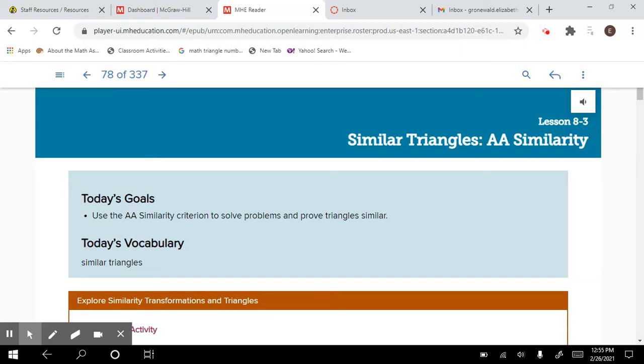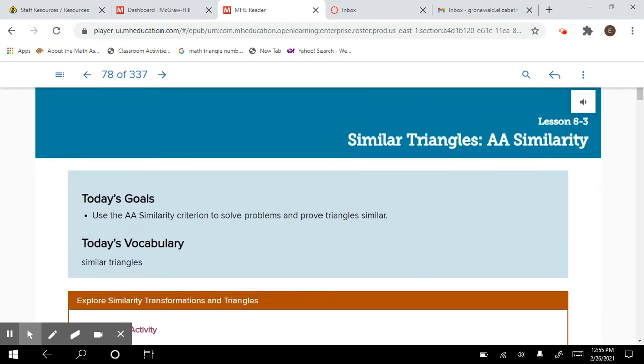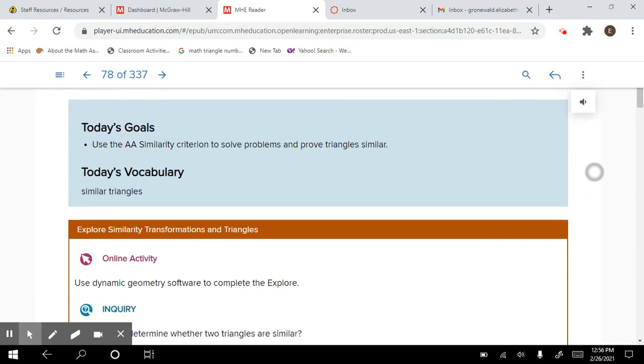So in 8.3, we're going to go over angle-angle similarity. And angle-angle similarity is sort of like the criteria that we use for congruence, but for similarity, because they aren't the same shape and the same size, there are three criteria rather than having, I think, five or six. So this is the first criteria to prove two triangles are similar. Keep in mind, similar meaning the same angles, but not the same side lengths.